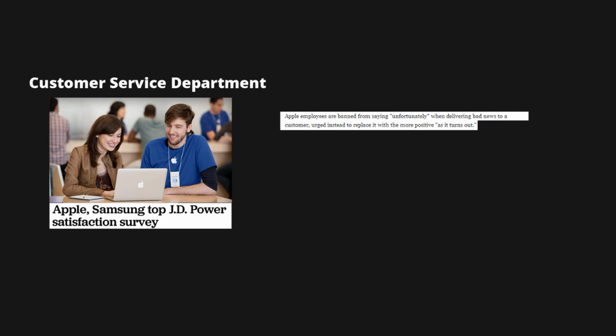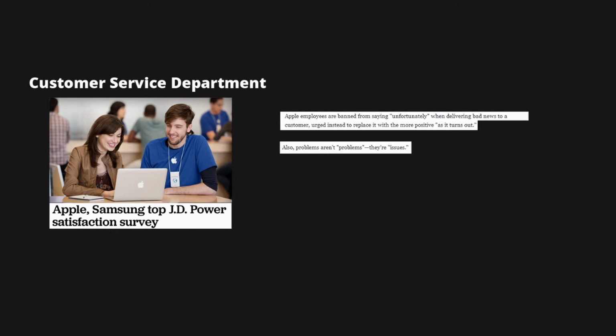What I found interesting when I was looking up the customer service department of Apple and the training that the geniuses have to go through is that there's a bunch of small little details that they have to remember in order to work at Apple. For instance, Apple employees are banned from saying "unfortunately" when delivering bad news to a customer. Instead, they have to replace it with a more positive "as it turns out." Another one is that problems aren't problems, they're issues.